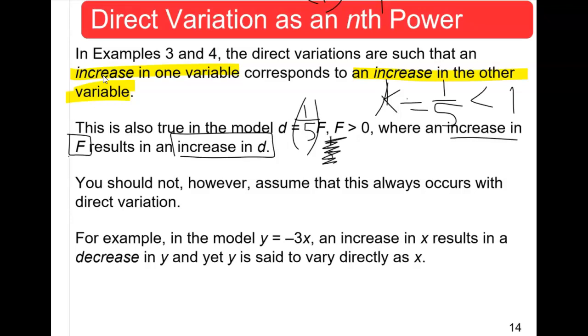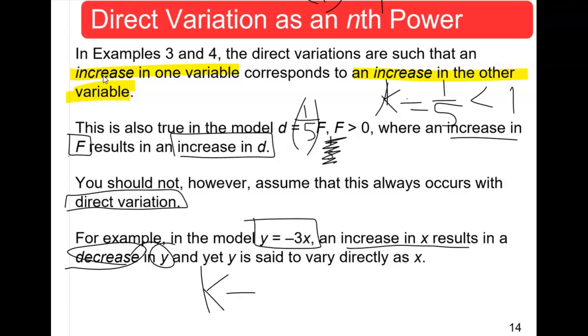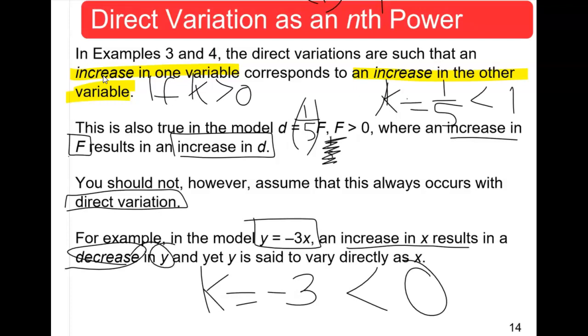Now, you should not, however, assume that this will always occur with direct variation, okay? For example, in the model y equals negative 3x, an increase in x results in a decrease in y, and that is because the constant of variation is negative 3, which is less than 0. So if the constant is greater than 0, we will see that increasing behavior. But if it is less than 0, we will see the decreasing behavior for the dependent variable.